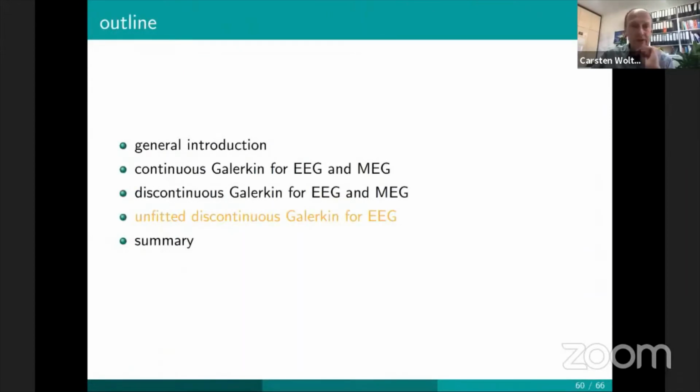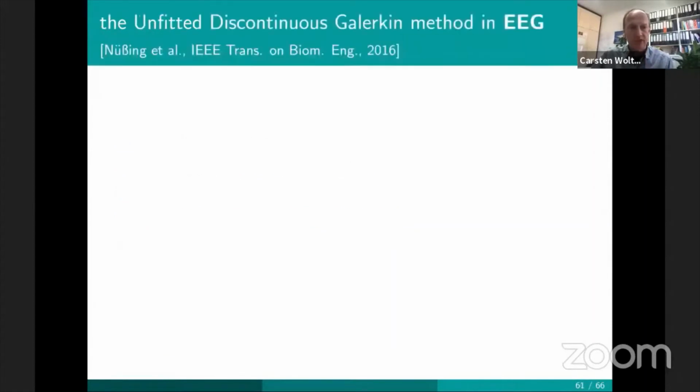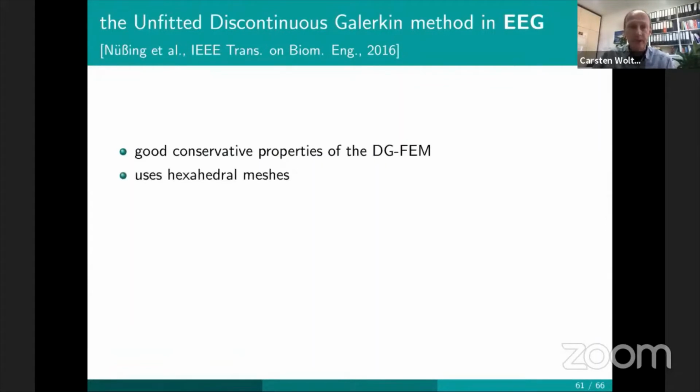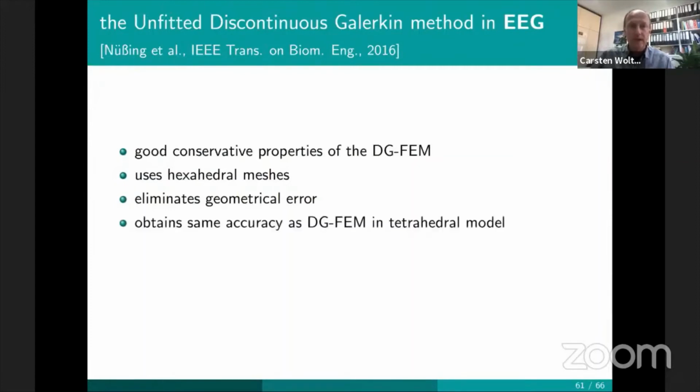Okay, the unfitted discontinuous Galerkin in Maria Carla's presentation here was just very short, mainly a citation of Andreas Nüssing's paper in IEEE where we presented the method for the first time. The UDG, unfitted discontinuous Galerkin, has good conservative properties, or takes over the good conservative properties of the DG-FEM. It also uses hexahedral meshes, and the meshes can even be coarse because the fine geometry is taken care of by level set surface information that should additionally be available to use these approaches, and then it is able to eliminate geometrical errors. And in my second part of the talk, or a little bit later, I will show how it does it in more detail.